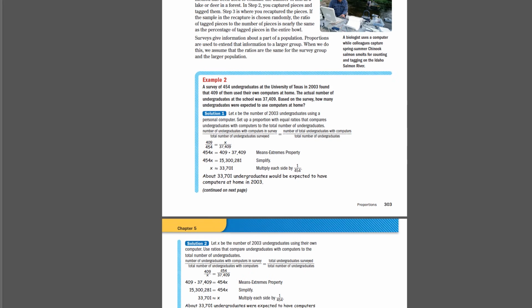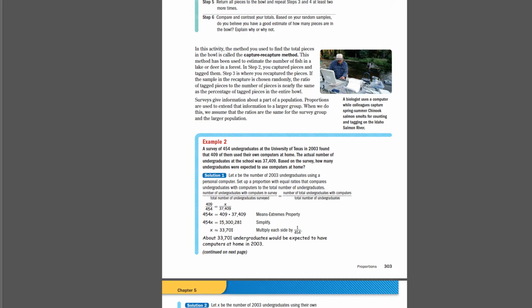This is the survey of population. It's a very common algebra problem. You're going to see this kind of thing over and over again in various guises. We've got 455 undergraduates who have been surveyed, and 409 of them have their own home computers. The actual number of undergraduates is 37,409. This is a good-sized school. Based on the survey, how many undergraduates are expected to use a computer at home?